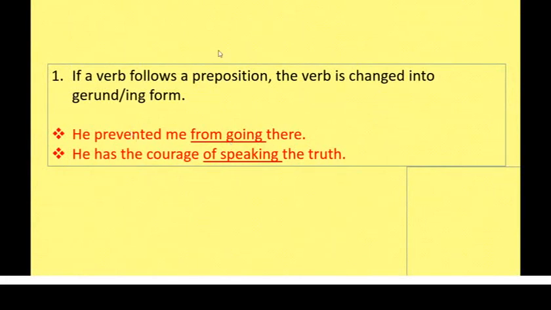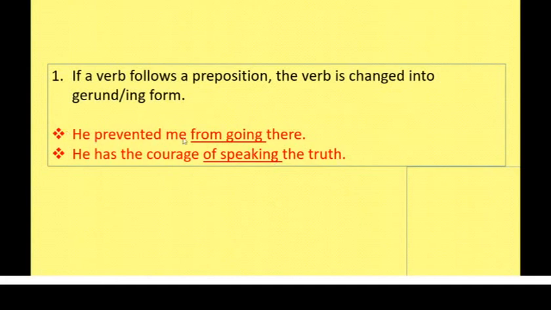My dear students, look at this rule number 1. If a verb follows a preposition, the verb is changed into gerund or ing form. That is, the verb after preposition is changed into gerund. You know that a preposition is followed by a noun and a pronoun. As gerund works as a noun, gerund is used after a preposition. Look at the examples below.